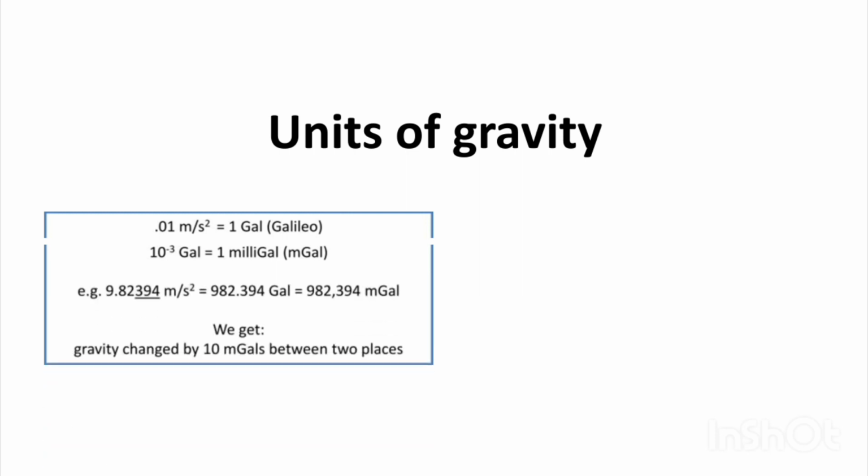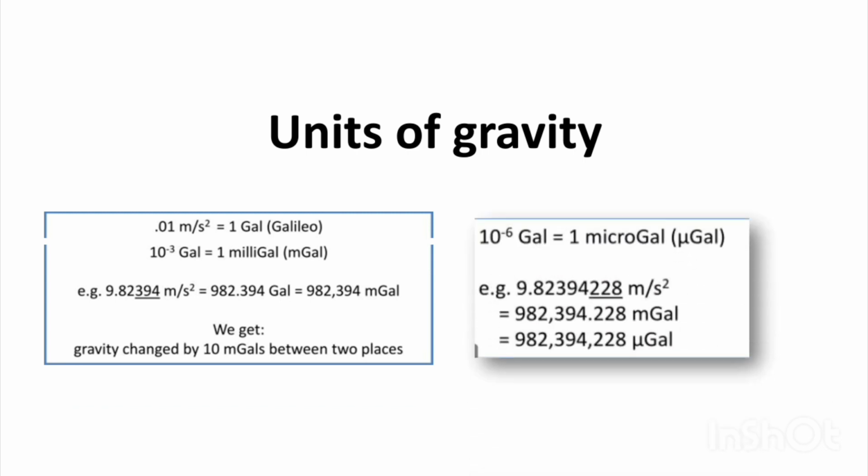And there is one example of how to convert from meter per second square to gals. So we get gravity changed by 10 milligals between two places. You just have to remove two places. Next, you can also write in terms of microgals, which is mu. So it will be 10 raised to the power minus 6 gal, and an example is also given of how to convert into milligals and microgals. So you can check them out.